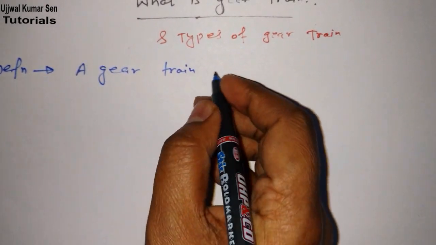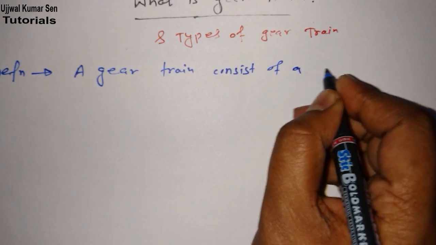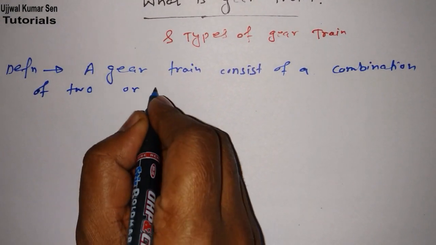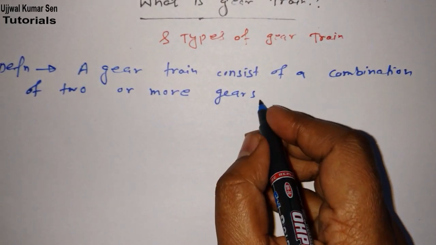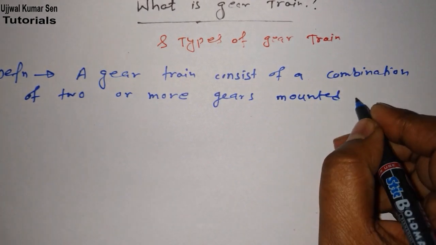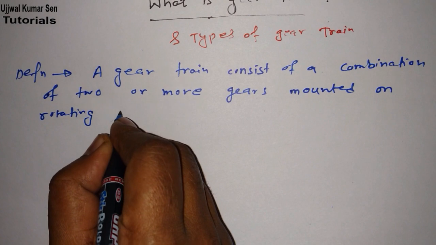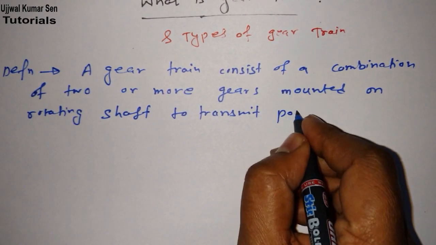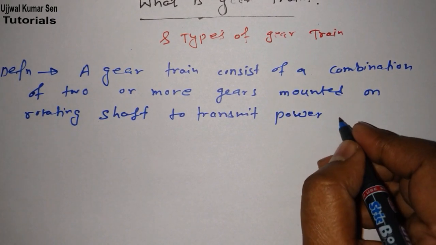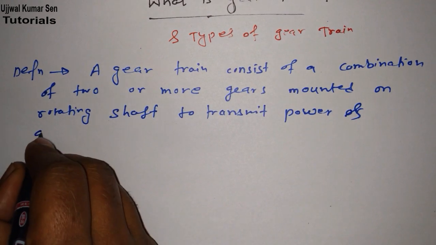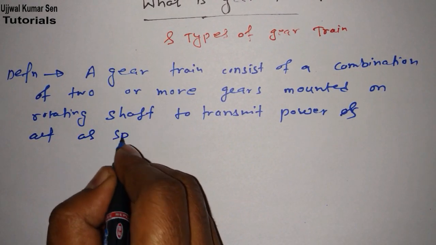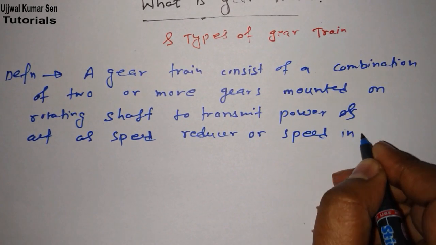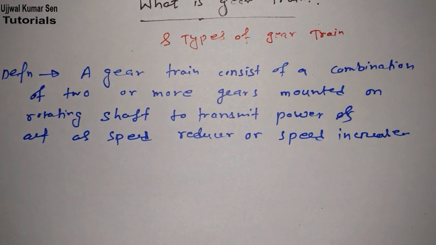Now what is the definition? A gear train consists of a combination of two or more gears mounted on a rotating shaft to transmit power, and as a speed reducer or speed increaser. Both of them work together. So this is the main definition of gear train.